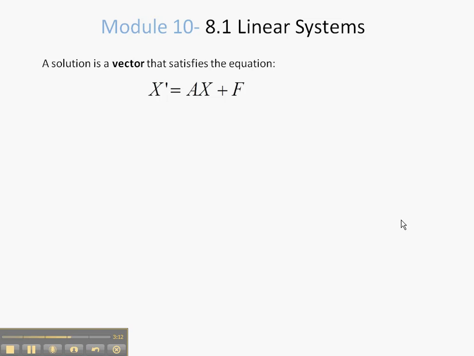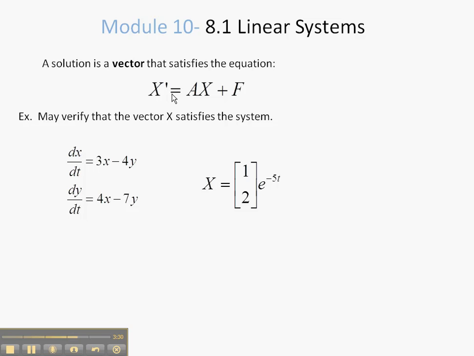So there are two things that I want to highlight. The first one is a solution. If I have a system such as this, then I would say that a solution is a vector that satisfies the equation, meaning that if I plug in that vector here for x prime and I plug it in for x, then this equality sign is satisfied.